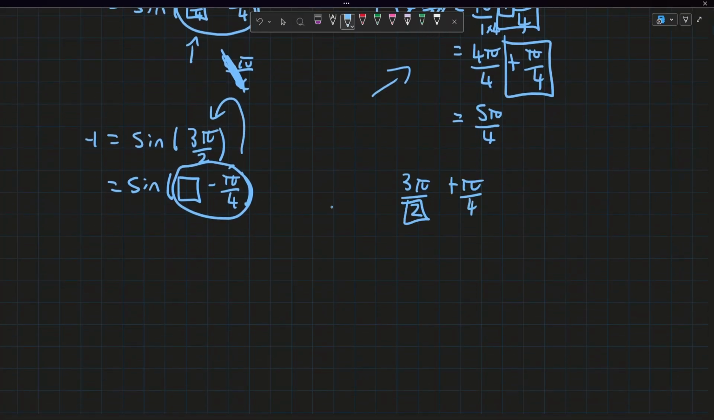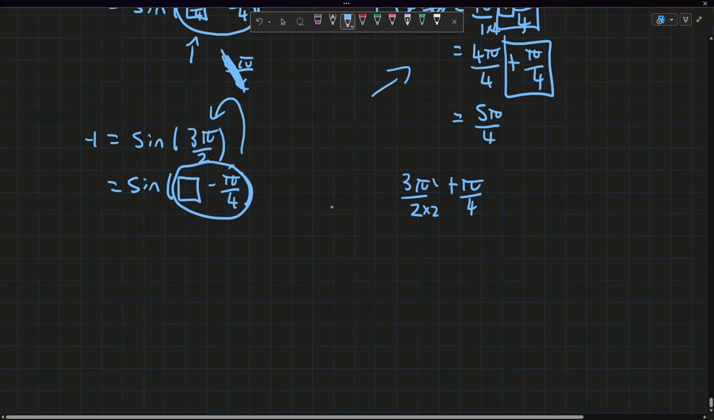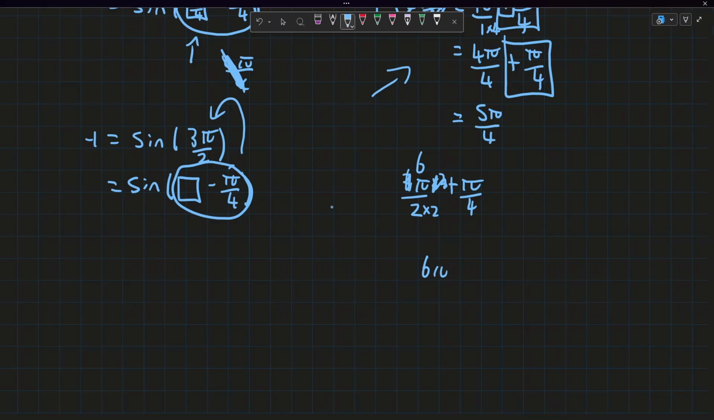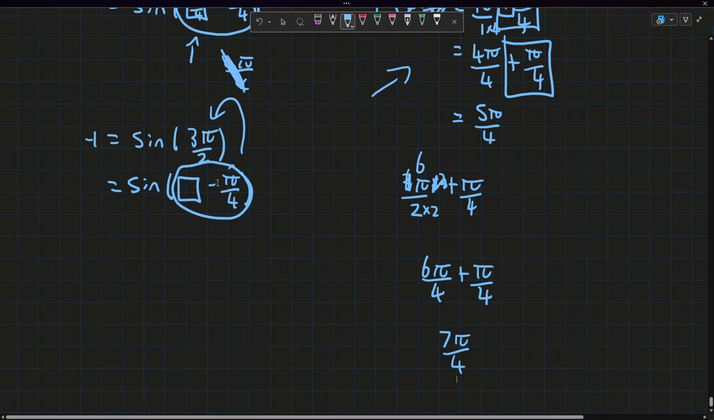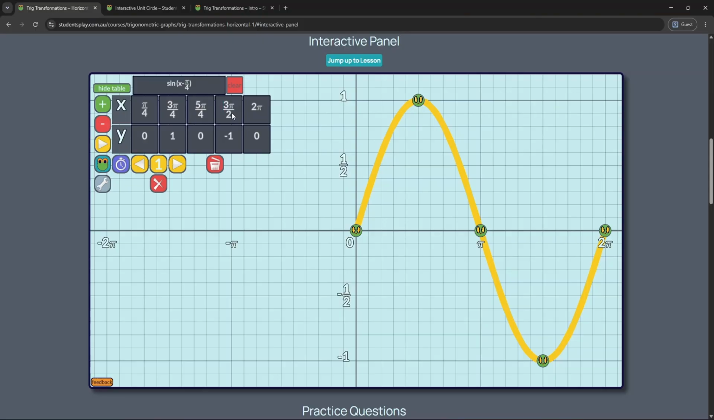So really we just need to get this value and plus pi on 4. And then we need to make this 4, so we'll need to times the top and bottom by 2. And then 3 times 2 will give us 6. So it's 6 pi on 4 plus pi on 4, so it's 7 pi on 4. And then 7 pi on 4 minus our pi on 4 will give us 6 pi on 4, which will simplify to 3 pi on 2. Okay, I went through that a little bit fast, but hopefully it makes sense. And if not, don't worry, we're going to get lots of practice. Okay, there's our 7 pi on 4 to give us -1.